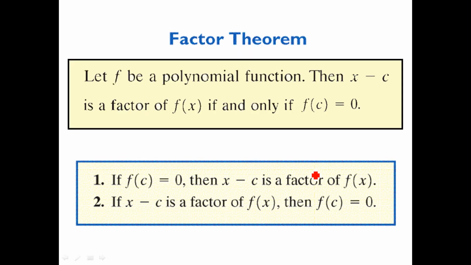Alright, so let f be a polynomial function, then x minus c is a factor if and only if there's no remainder, because it's a factor if we cross at 0, right? And so we need to have a y value of 0, which is what we were getting from synthetic division. Alright, if x minus c is a factor of f of x, then f of c equals 0. Going in reverse, if f of c equals 0, then x minus c is a factor.